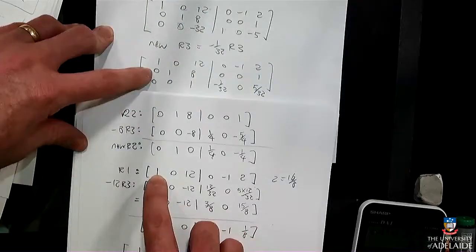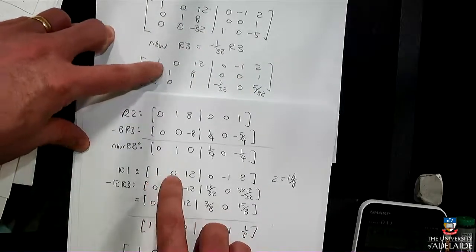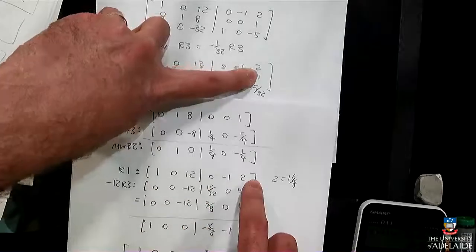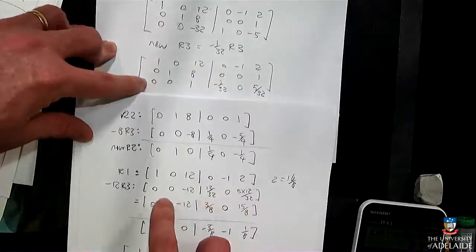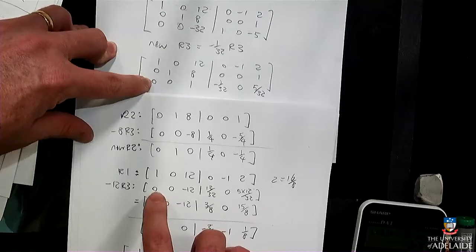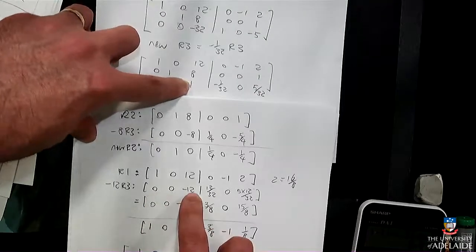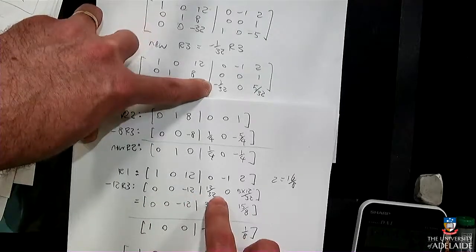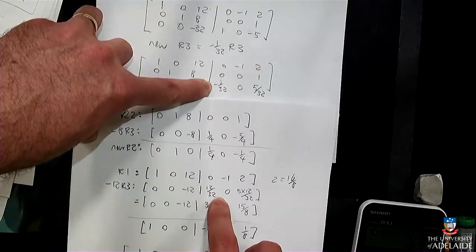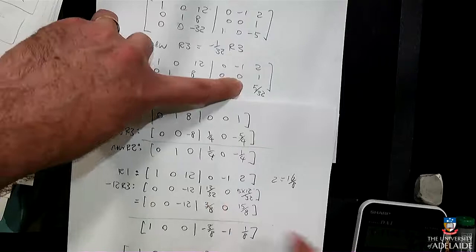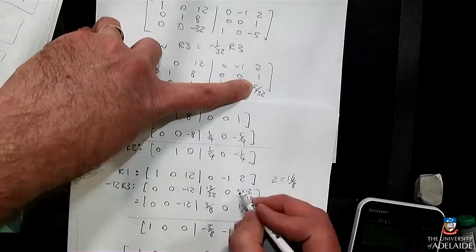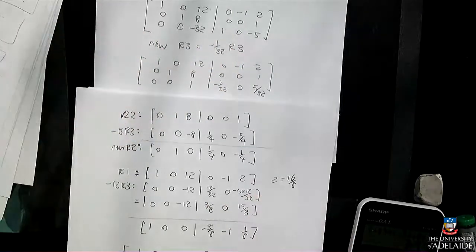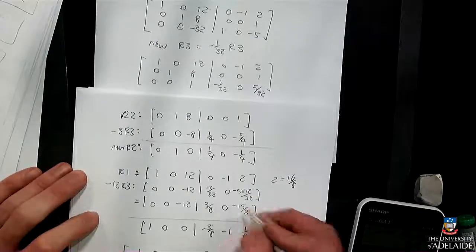So let's see. 1, 0, 12, 0, minus 1, 2. Yep. Minus 12 of row 3. 0, 0, minus 12. Yep. Well, I have to do 12 on 32. That's right. It's a minus here. We were multiplying by minus 12. Right. It was a minus sign. So this becomes minus 15/8.